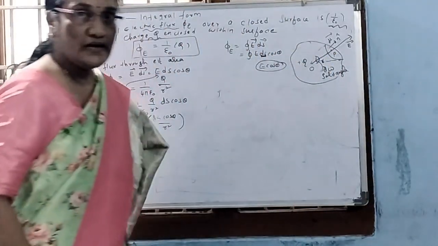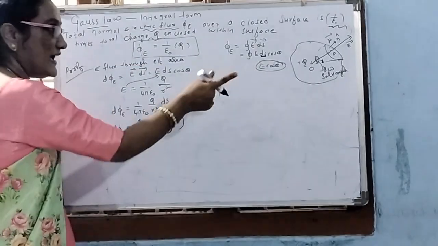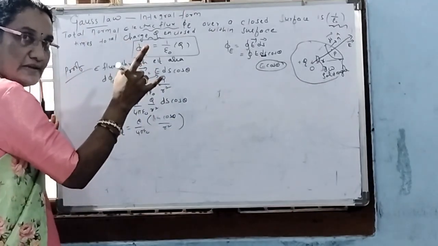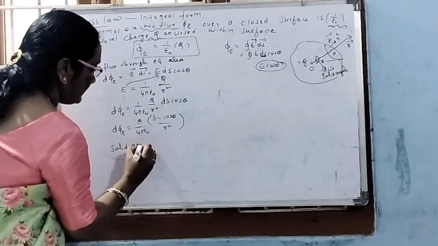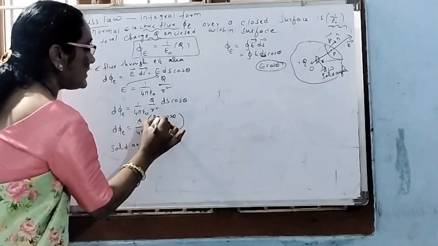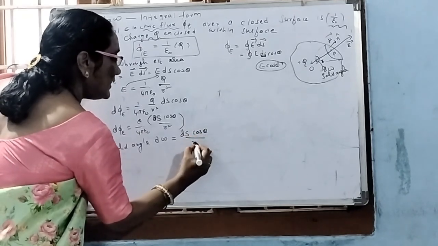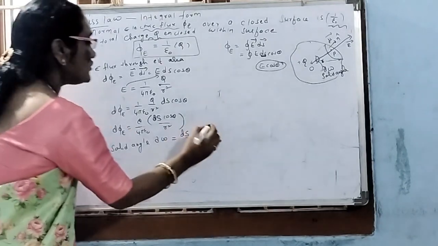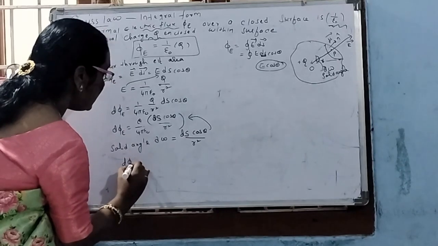Okay, that elemental area will subtend an angle at a point O. That angle we call the solid angle. The angle subtended by this area at point O is the solid angle, d omega. The mathematical value of the solid angle is area times cosine of the angle divided by distance squared: ds cos theta by r square.